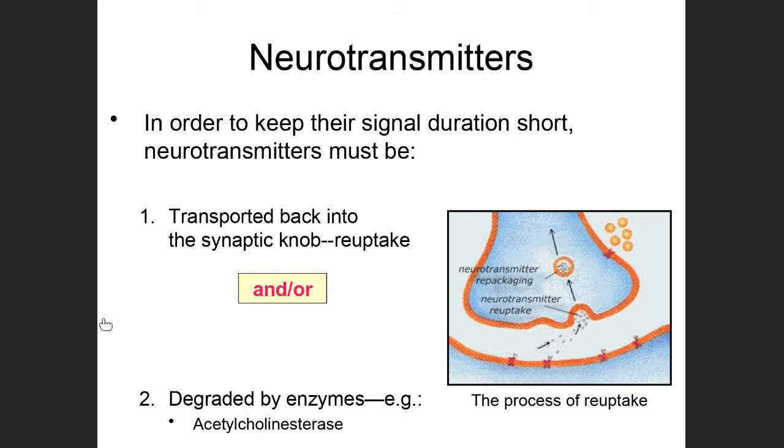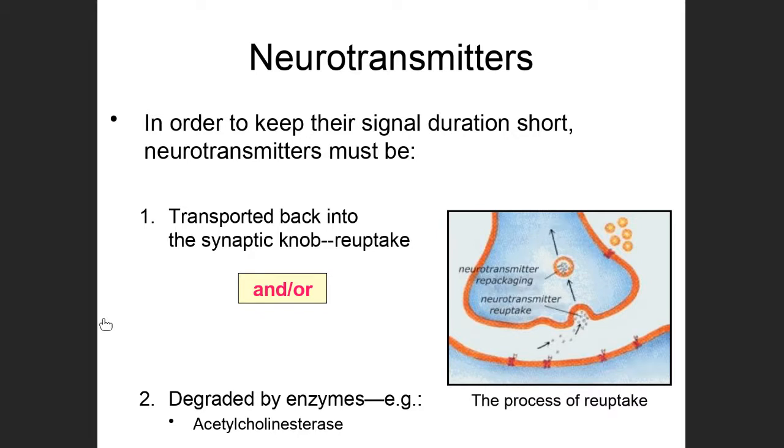We want neurotransmitters to be released. We want them to bind. We want them to cause their stimulating effect, to get that signal across, to get that message sent. And then we want the neurotransmitters cleared out of there so that they don't continue to stimulate the muscle or the gland or the next neuron in the pathway or whatever it is indefinitely.